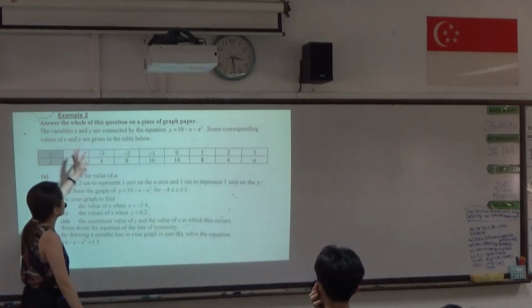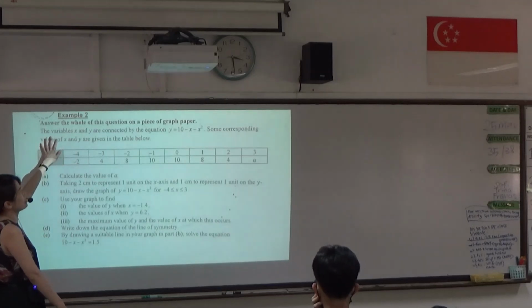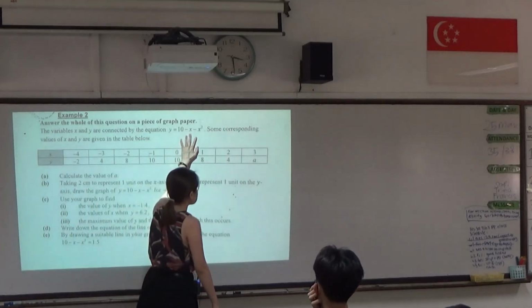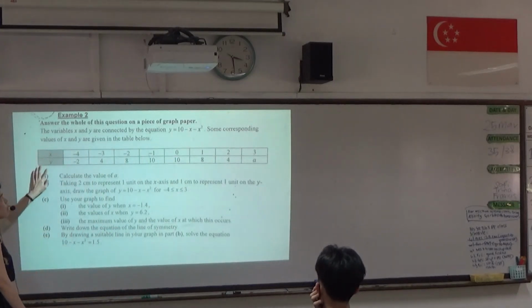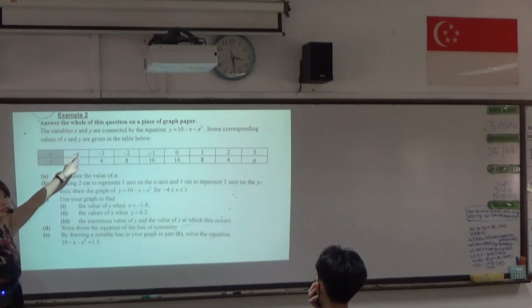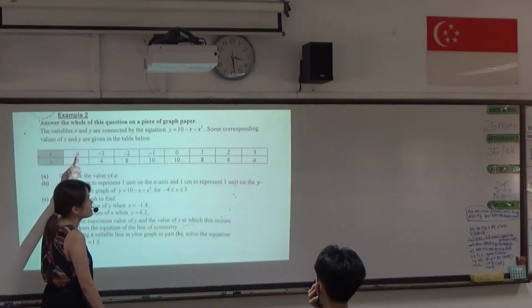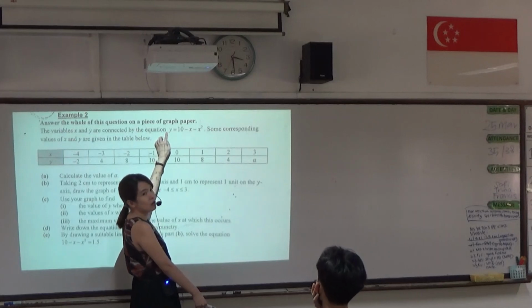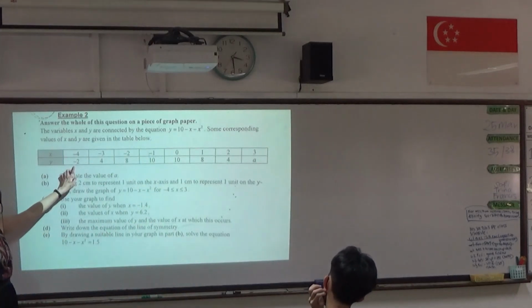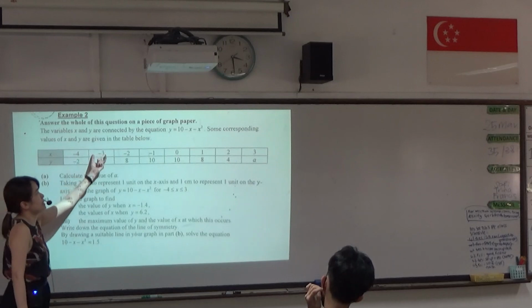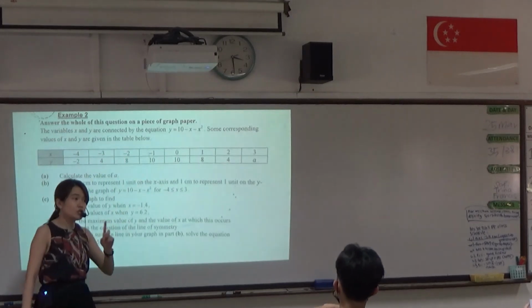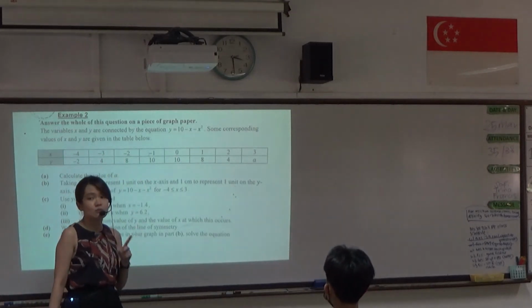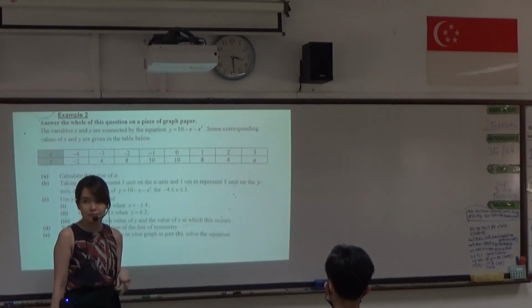So they say the variables x and y are connected by this equation here. Some corresponding values of x and y are given in the table. So how do we understand this table? They are in pairs. So when x is equals to negative 4, and if I were to take this negative 4 and put it inside this equation, the y value that I will achieve will be negative 2. So it is a pair that we take in this manner, which you should have been familiar with because this is what we did last year when we were drawing line graphs.